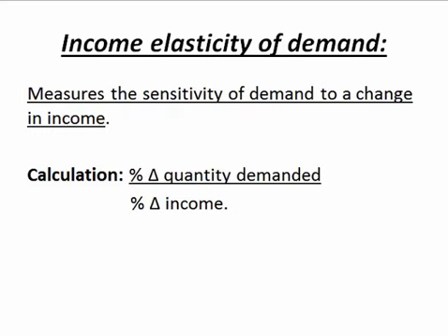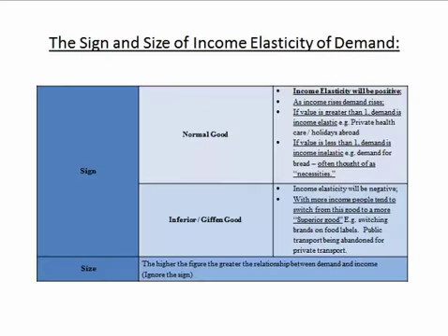Income elasticity of demand is calculated using the formula: percentage change in quantity demanded over the percentage change in income. The sign and size of income elasticity of demand is shown in front of you on the table, for all types of goods. First of all, you can determine the sign for a normal good. The income elasticity will be positive. As income rises, demand rises.